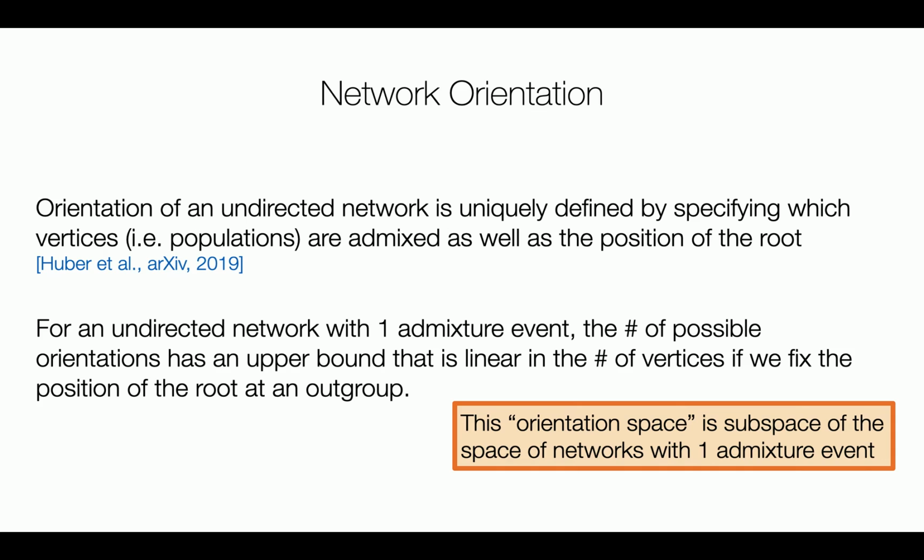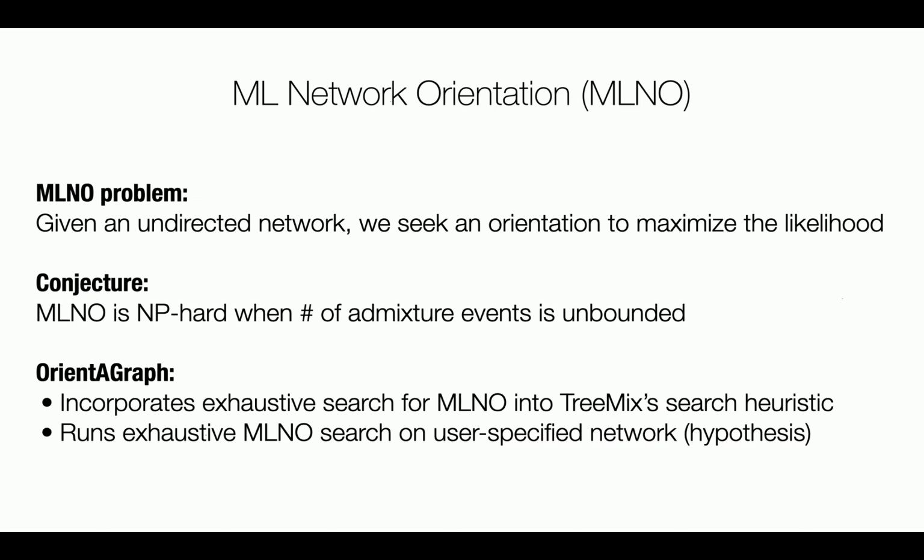For an undirected network with one admixture event, then, the number of possible orientations has an upper bound that is linear in the number of vertices if we fix the position of the root at an outgroup. And so this orientation space is a subspace of the networks with one admixture event. And now we can define the maximum likelihood network orientation problem. So given an undirected network, we seek an orientation that maximizes the likelihood function.